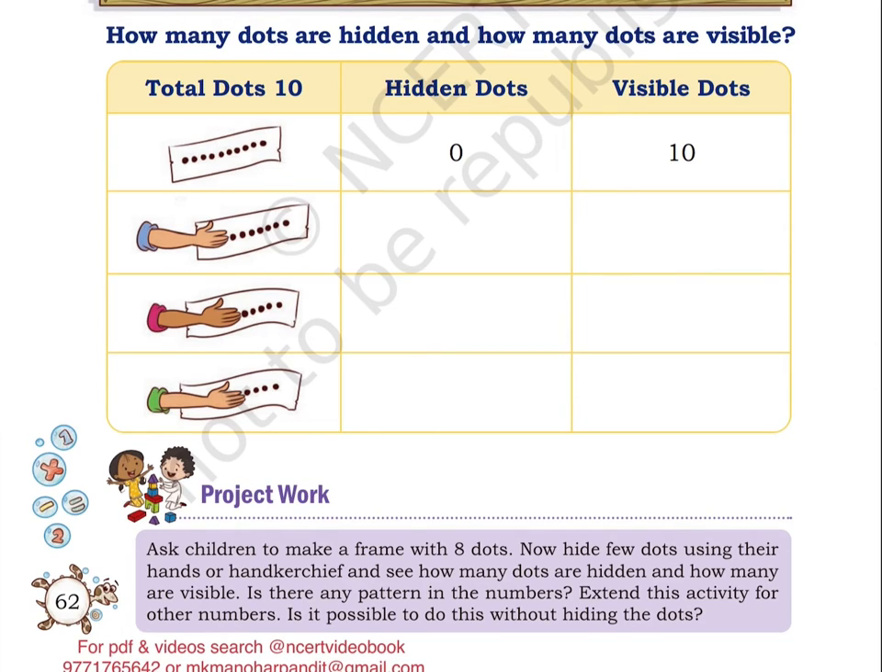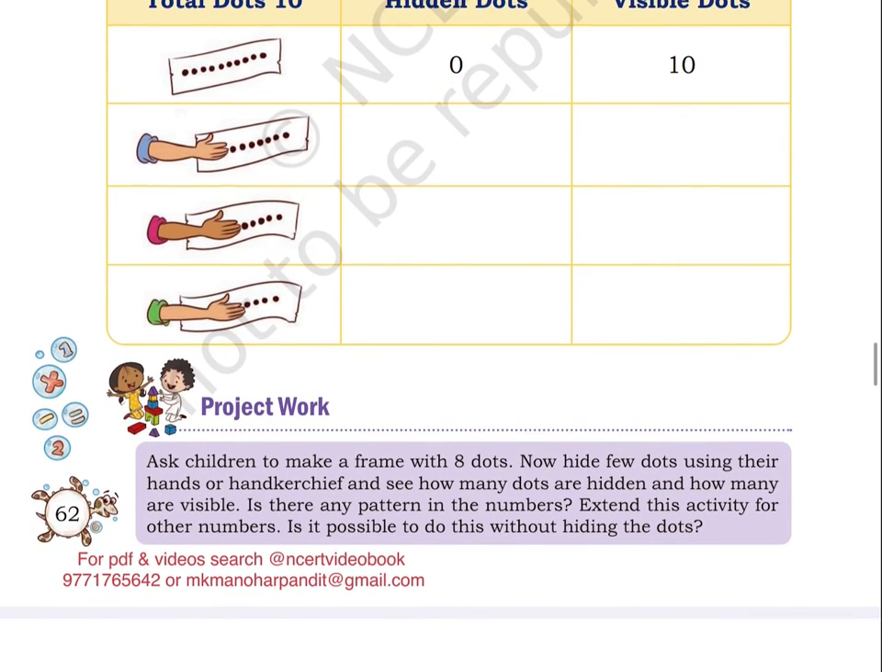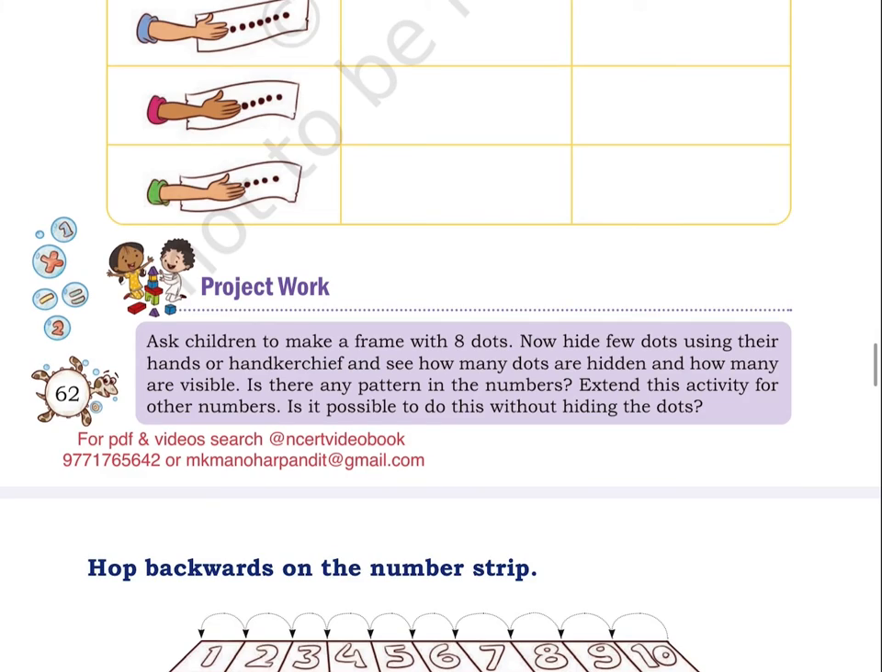Project work. Ask children to make a frame with 8 dots. Now, hide few dots using your hands or handkerchief and see how many dots are hidden and how many are visible. Can you see any pattern in the numbers? Extend this activity for other numbers. Can you do it without hiding the dots?